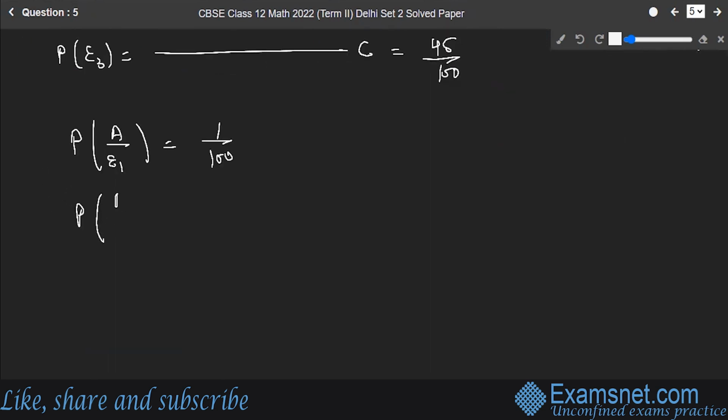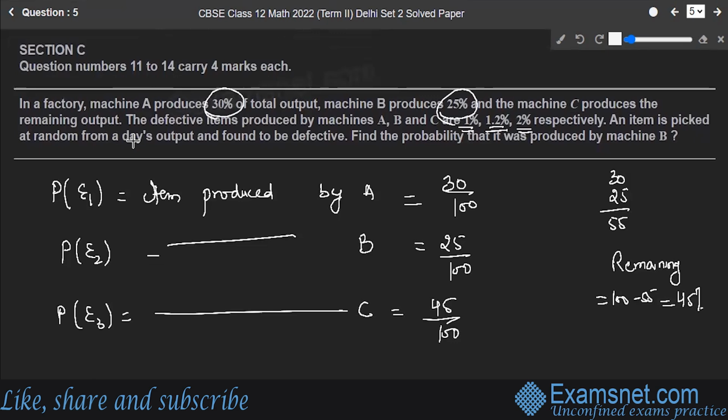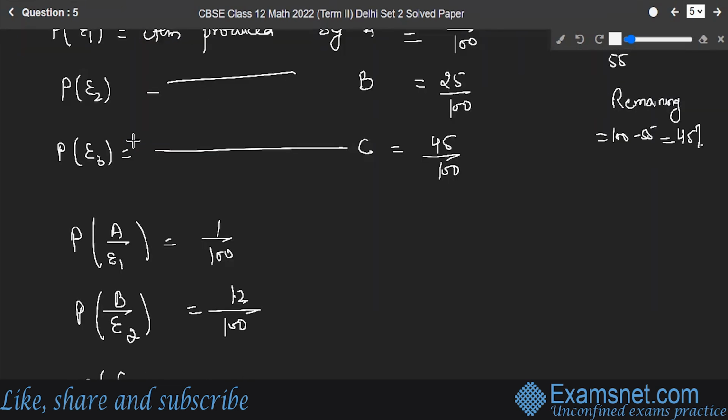Probability A upon E2 is the 1.2%, and for C, sorry, this is the, here it's got to be A.